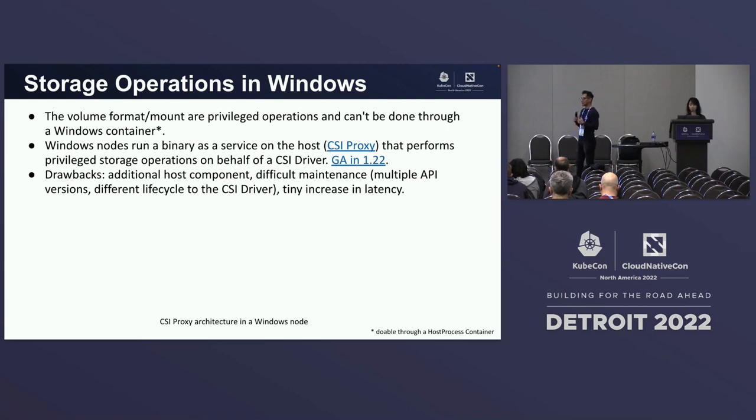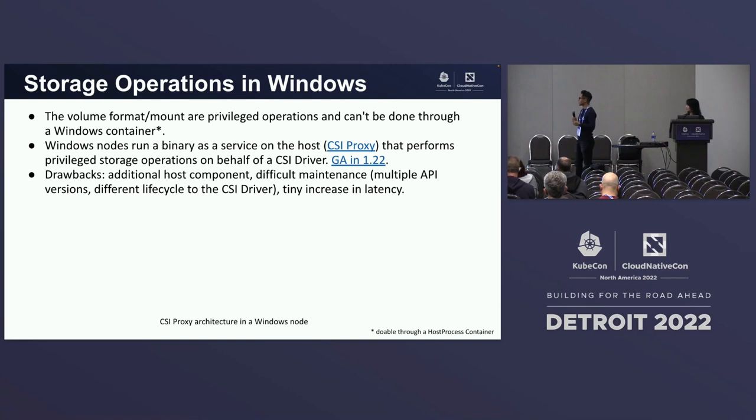Okay, so in addition, in Windows, these operations, the volume format and mount operations, are privileged operations, and they can't be done through a Windows container. There is an asterisk there because it's now doable. I will talk about that in the next slide. But when we started working on this, there was no support to do that. And as a workaround, a lot of components in Kubernetes that run in Windows usually do this through proxies.